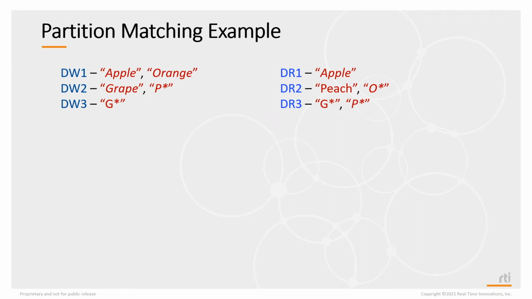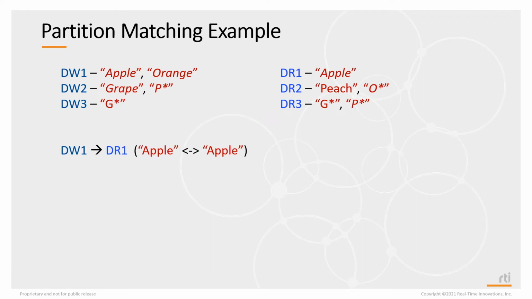Now, data reader 1 has apple as its partition. Data reader 2 has peach and O star. O star is a matching filter. And finally, data reader 3, who has two matching filters, G star and P star. Okay, given that all these data readers and data writers have those partitions set, and assuming that these are all on the same topic, who will talk to each other?